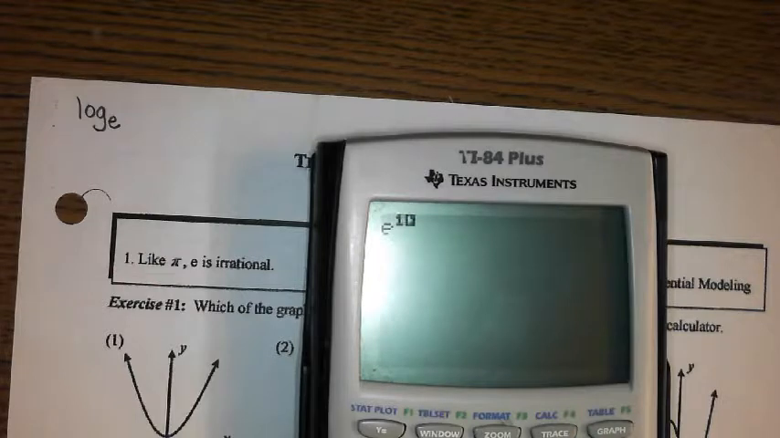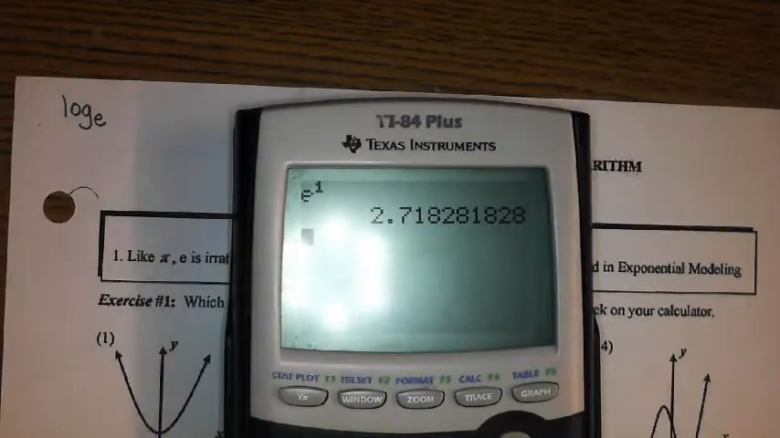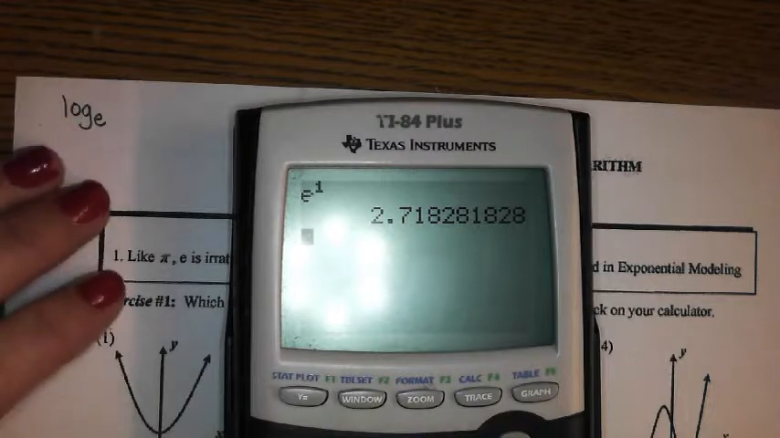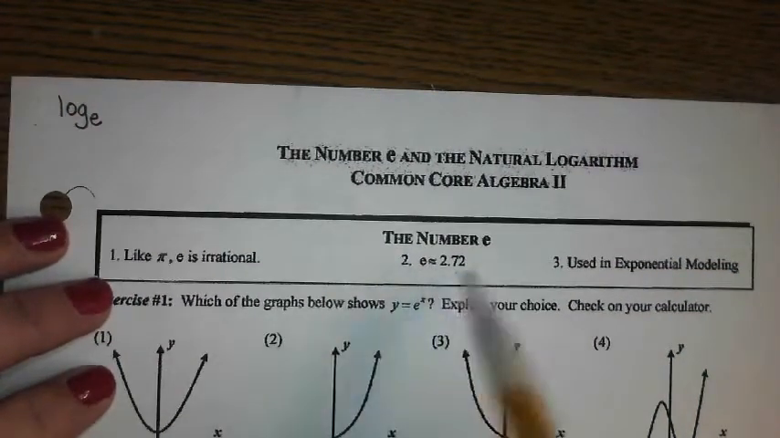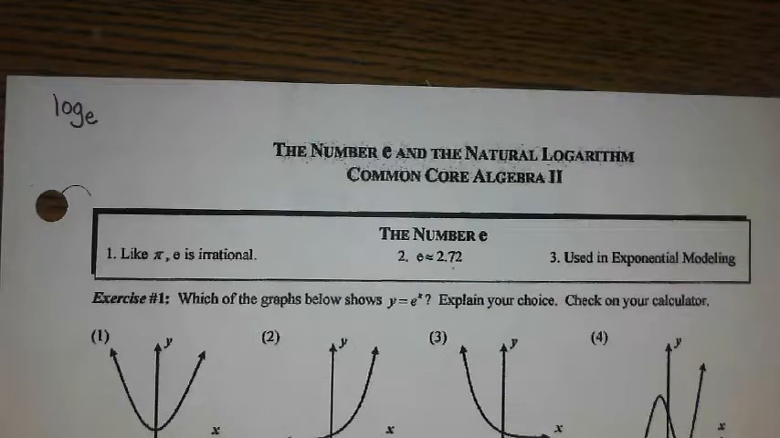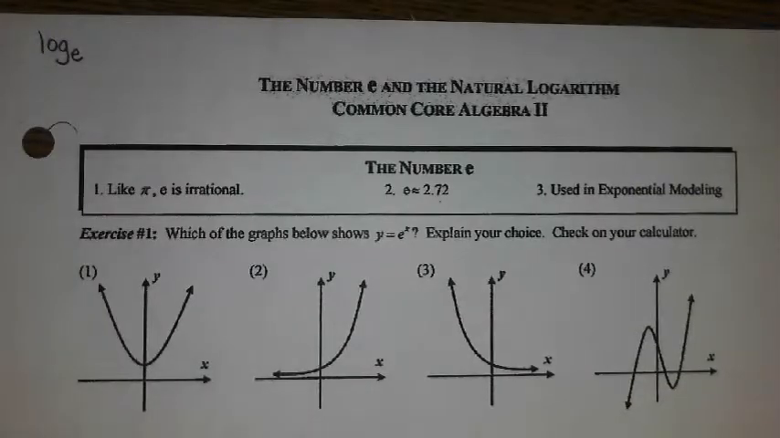Now, I'm just going to raise it to the first power so that you can see what the approximate decimal answer is for what that value is. e is approximately 2.7. This tells you 2.72. Okay? What's pi? 3.14. Okay, and this is used a lot in exponential modeling, so there are formulas that use e quite a bit.